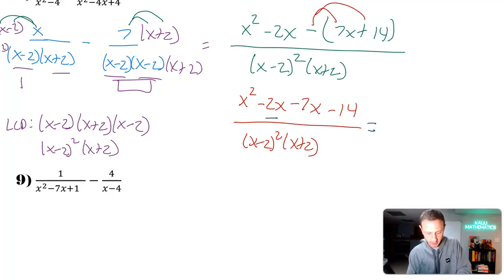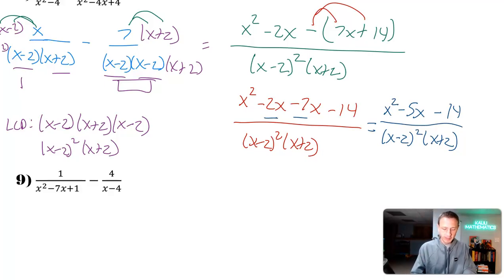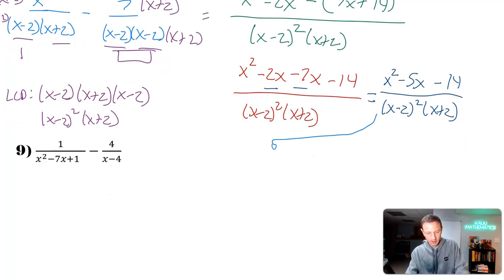Now we can combine like terms right here in the middle. Negative 2x minus 7x is negative 5x, so x squared minus 5x minus 14 all over x minus 2 squared, x plus 2. Then we do generate a trinomial here where we can factor that. So let's just get in the habit of factoring, and then hopefully something good can come from here.